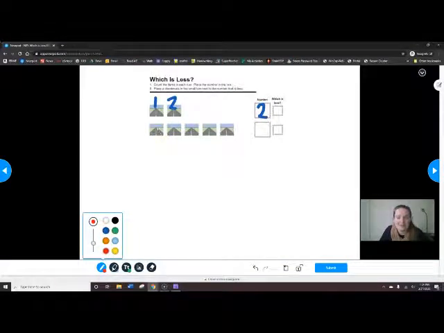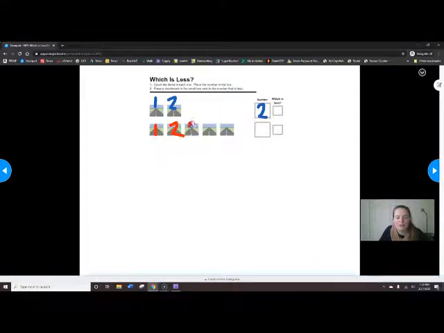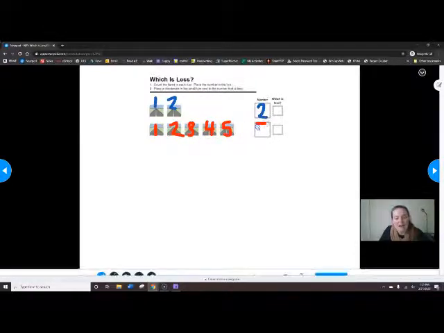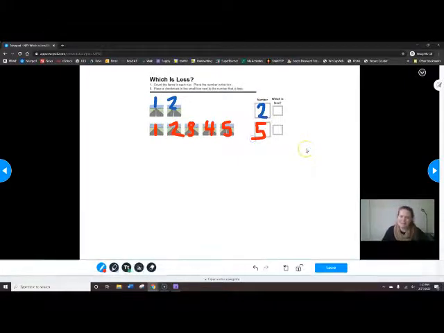Ready? Labeling first. 1, 2, 3, 4, 5. There are 5 highways. Let's count them together. 1, 2, 3, 4, 5. There are 5 highways. Now, one is less than the other. Is 2 less or 5? See if you could figure it out.